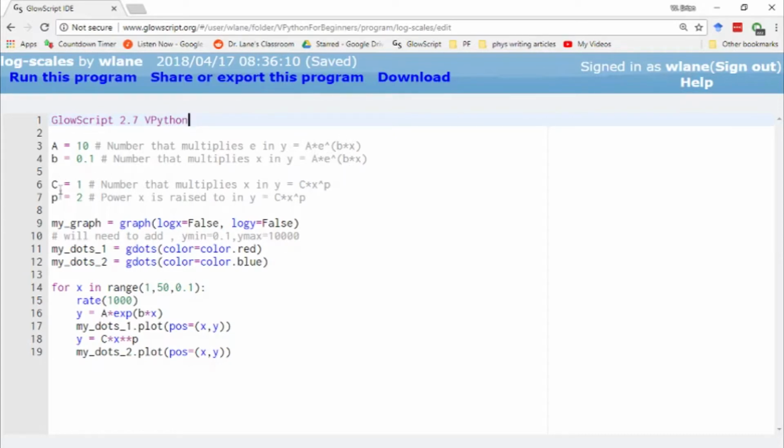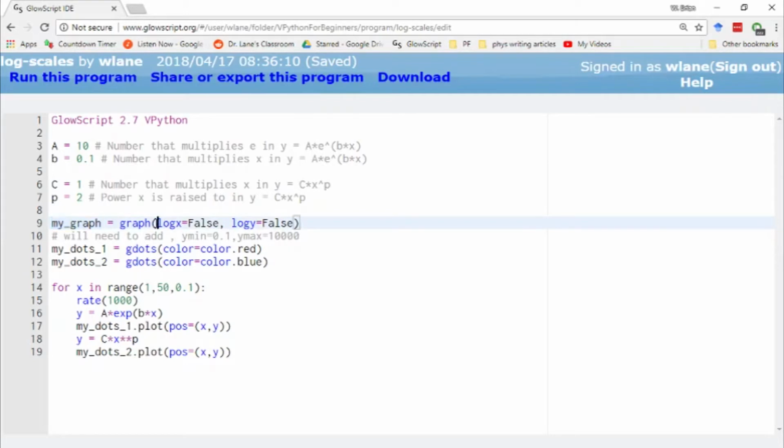And then we've got the c and p that we have for a power law. So we've got the coefficient out in front that just determines how large it is. And then we've got the power p that determines how fast it grows or dies down. We're going to graph both these functions on the same graph. Here we've created this thing, my graph.